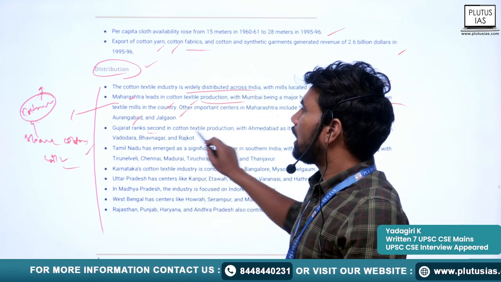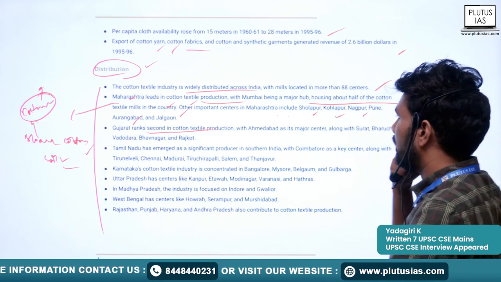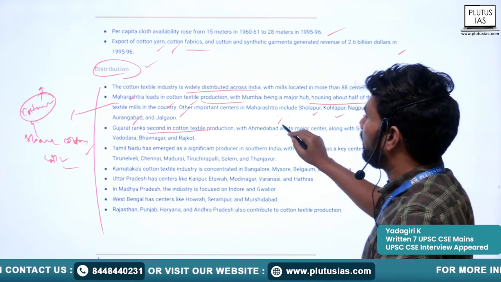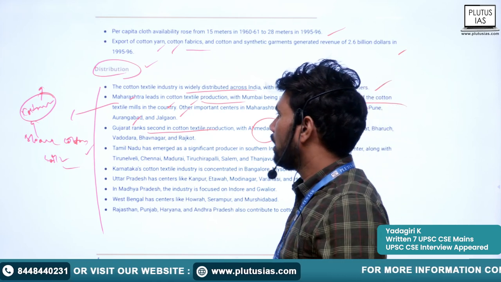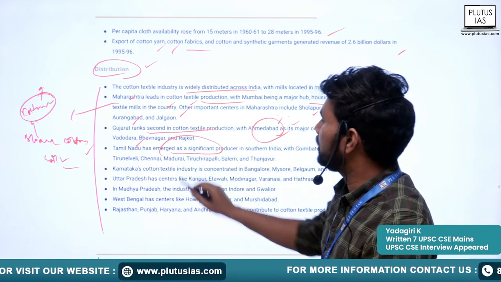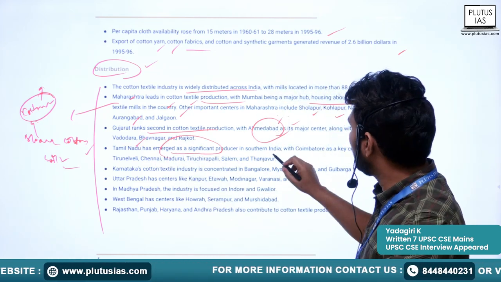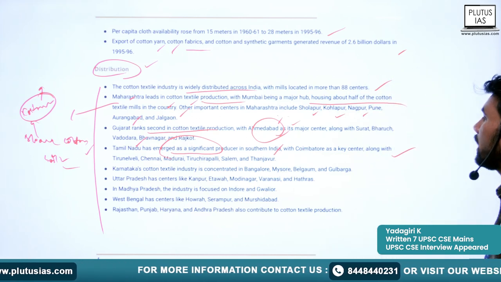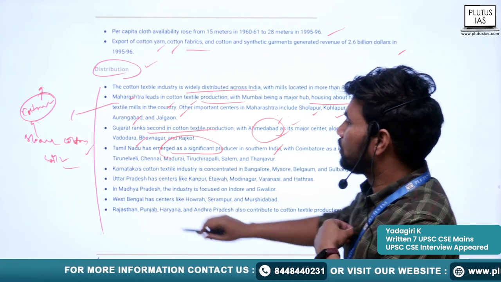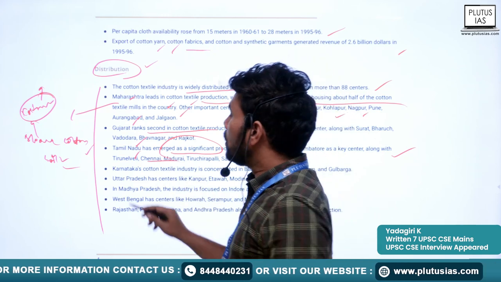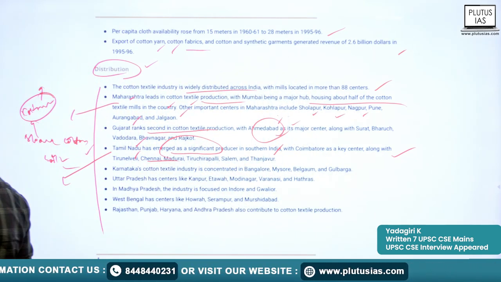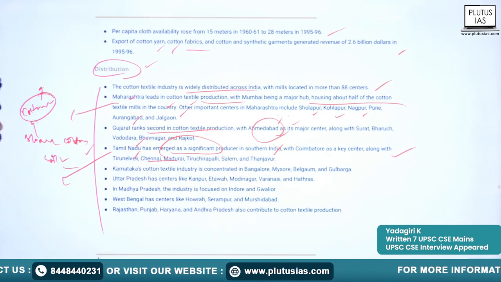Gujarat ranks second in cotton textile production, and Ahmedabad is the major center. Tamil Nadu has emerged as a significant producer in southern India, with Coimbatore as a key center, along with Tirunelveli and other centers. So recently, Tamil Nadu has emerged as another center.